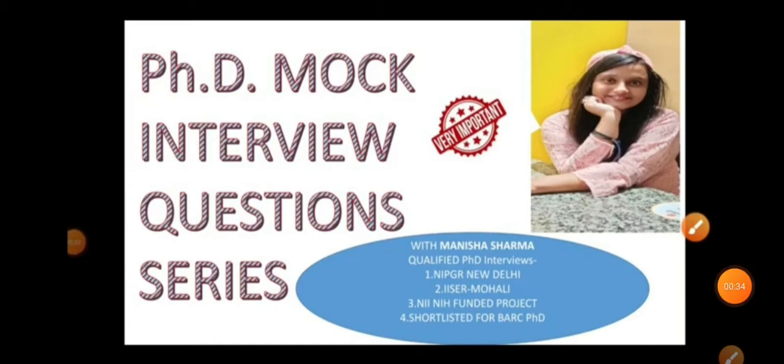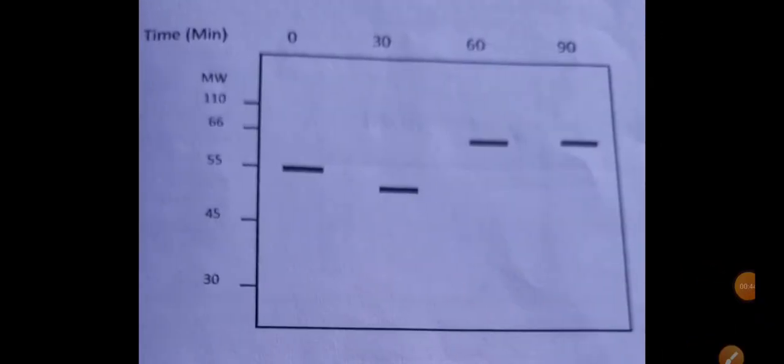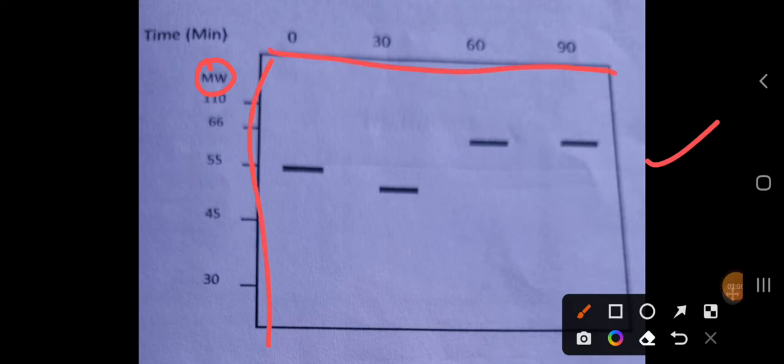Okay, so let's start with the question, and I'll show you one image first. This image can be drawn over a board for you, or you can be told to just go to the board and draw it. How would you know what to draw? They'll guide you. On one side write molecular weight, and on the x-axis write time in minutes.